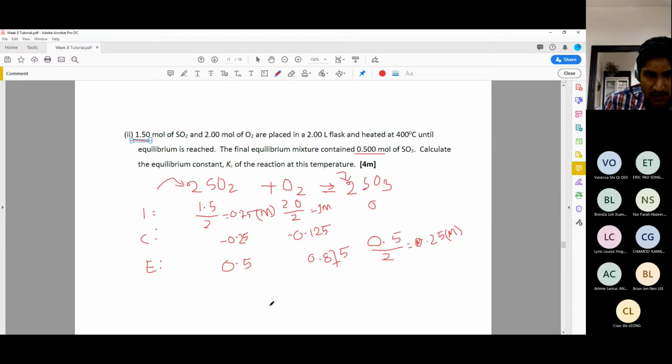Just need to put the values in Kc so that we find the concentration. Is that okay? So far, does anybody have questions on this?